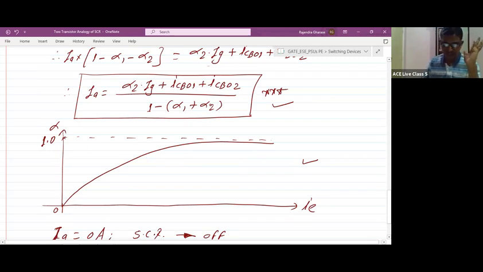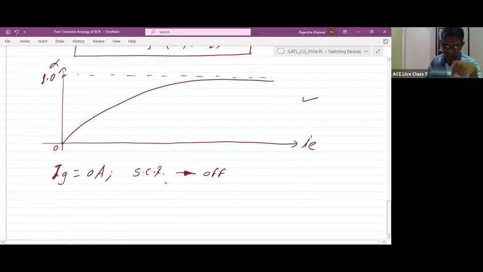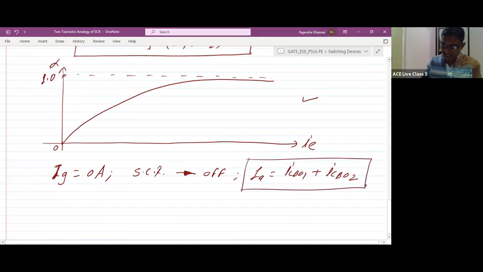So now you can check here, if gate current is 0 and the thyristor is in an off state, this denominator term will be nearly equal to 1. So IA is equal to only ICBO1 plus ICBO2. That is the leakage current. Yes or no? When gate current is 0, the SCR is in an off state. What about the IA we have written? IA we are getting is equal to ICBO1 plus ICBO2. Means only leakage current is flowing through the SCR.